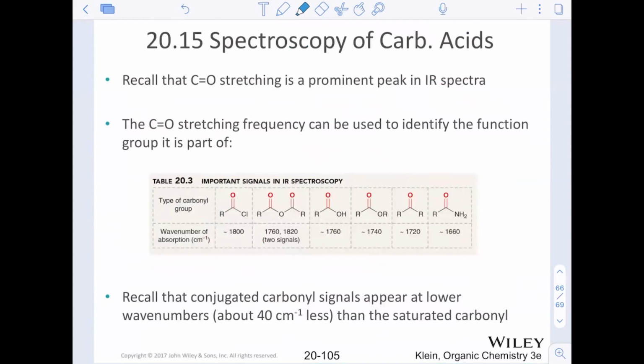Doing a little bit of spectroscopy. Don't forget, we do have spectroscopy going on in every section. C=O stretching still, just like we saw in chapter 19. Now we just have different functional groups. This chart is pretty important to be able to start differentiating the range of carbonyl signals. Remember, conjugated carbonyl signals appear at lower wavenumbers, around 40 cm^-1 less than a saturated carbonyl. So that wavenumber is slightly lower for our chapter 20 carboxylic acids and their derivative molecules.